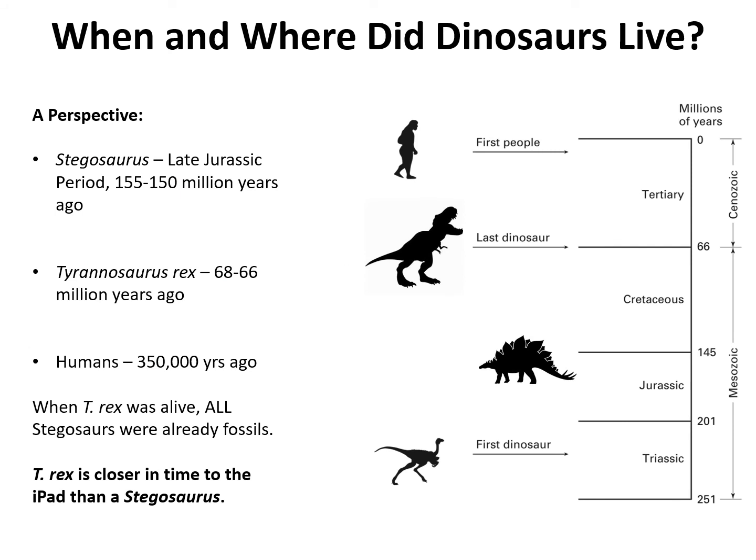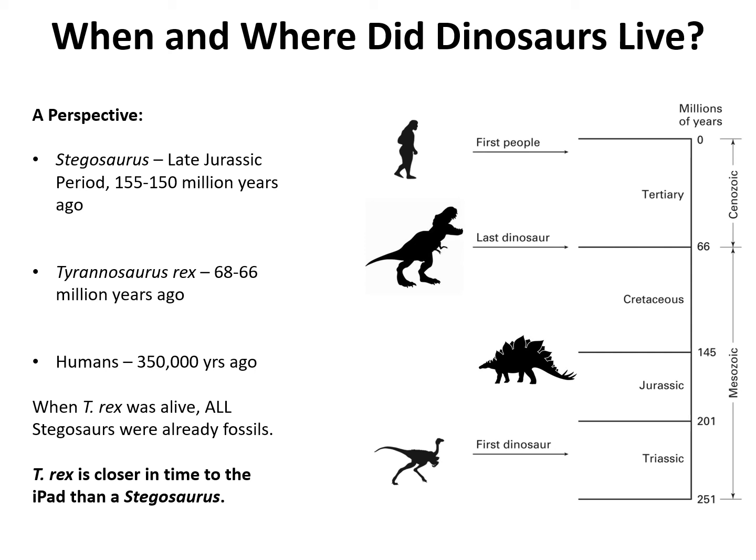So here's a perspective of when we're starting to see these different groups. Stegosaurus, the large plate-backed spike-tail plant eater from the Jurassic period, lived from about 155 to 150 million years ago, late Jurassic. T-Rex lived from about 68 to 66 million years ago. Human beings, Homo sapiens, kind of the way that we would recognize Homo sapiens, around 350,000 years ago. So when you think about it, 150 to 155 million, 68 to 66 million, and 350,000, when T-Rex was alive, every single Stegosaurus was already a very, very old fossil.